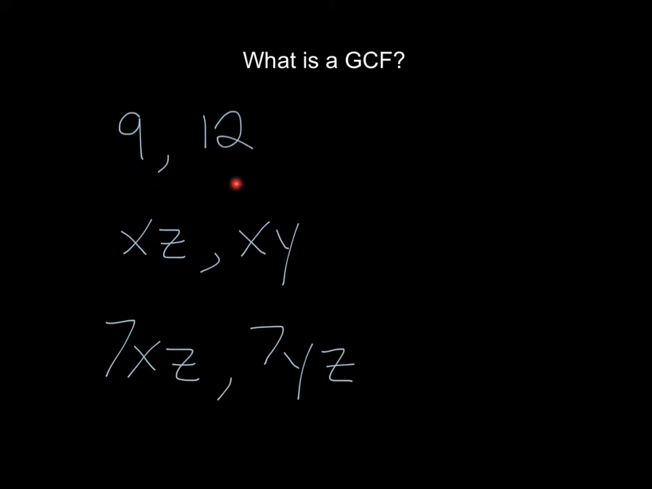Okay, so let's just look at this first example here. You have a 9 and a 12, and so you're thinking, what's the biggest number that I can divide into both 9 and 12? Okay, and that would be the greatest common factor. The biggest number would be a 3.